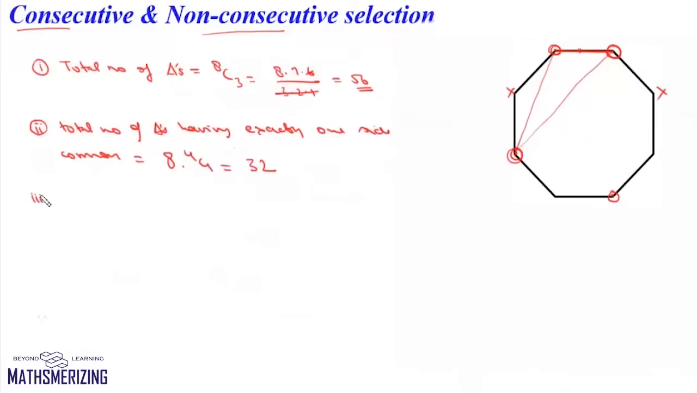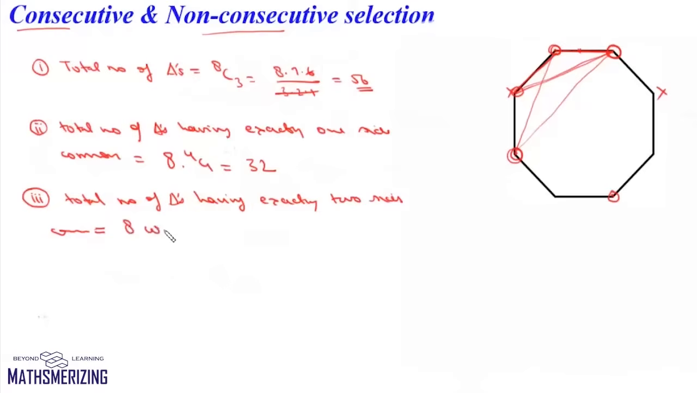Now what about this problem? Total number of triangles having exactly two sides common. If a triangle has two sides common, then all we need to do is select 3 consecutive vertices on this octagon. Again on a circle, r consecutive objects can be selected in n ways. So 3 consecutive vertices on this octagon can be selected in simply 8 ways. So total number of triangles is 56.